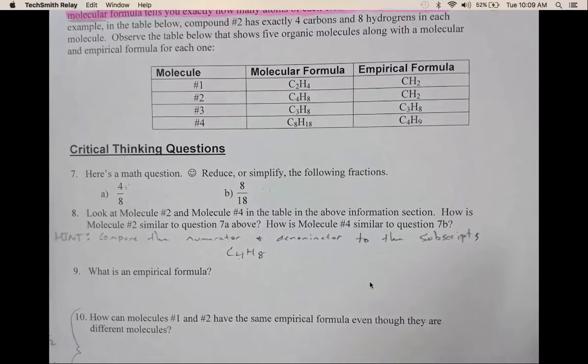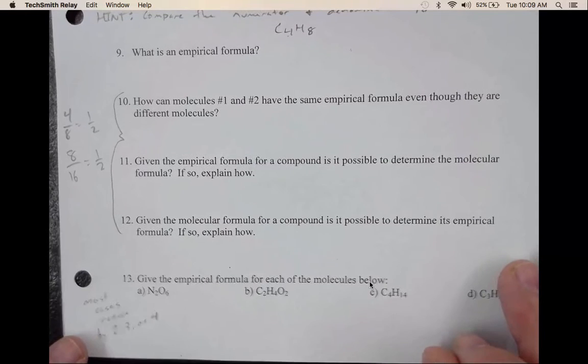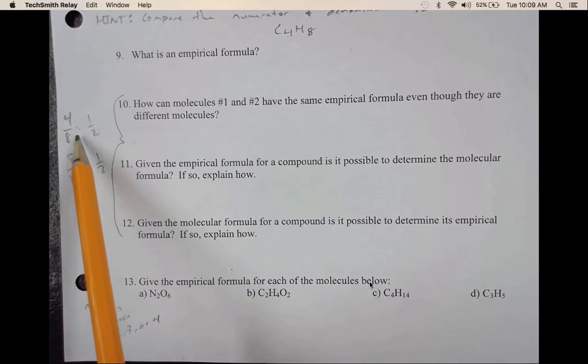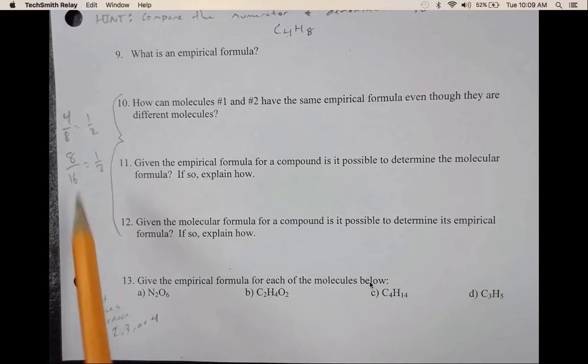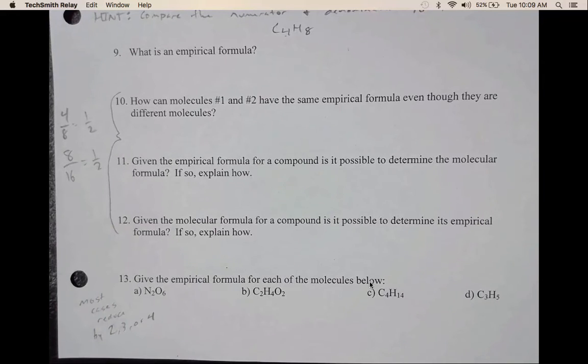Question 9, empirical formula. Just look up the definition up front. Question 10. So question 10, 11, and 12, we're thinking about empirical formulas and molecular formulas. So I want you to think about 4 over 8 and 8 over 16. Both of these reduce to 1/2. Are you able to take 1/2 and figure out if it was 4 over 8 or 8 over 16? Is that possible to do? So then that will help you with 10, 11, and 12.